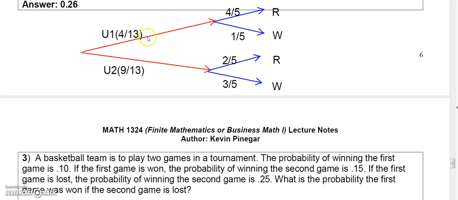Now if you go back and look at the problem, you know that if you choose from urn 1, you've actually got 4 red balls and 1 white ball. So the probability of getting a red, given that you draw from urn 1, is 4/5, and the probability that you get a white, given that you draw from urn 1, is 1/5. But if you draw from urn 2, the probability that you get a red is 2/5, and the probability of white is 3/5, because there's 2 red balls in urn 2 and 3 white balls in urn 2.